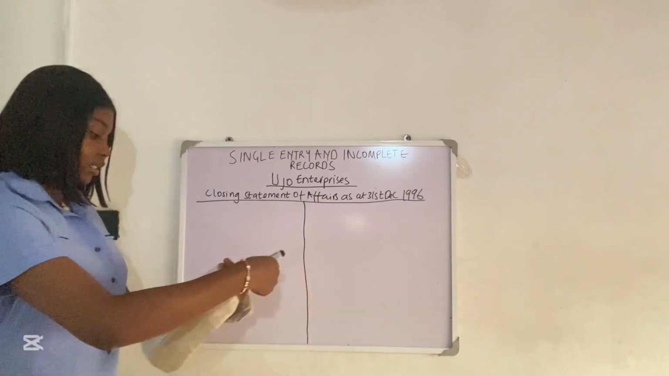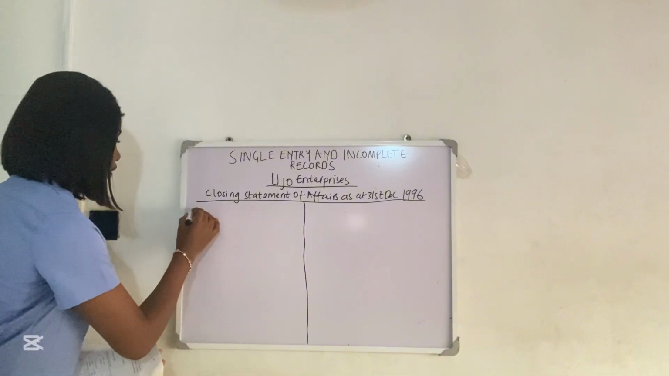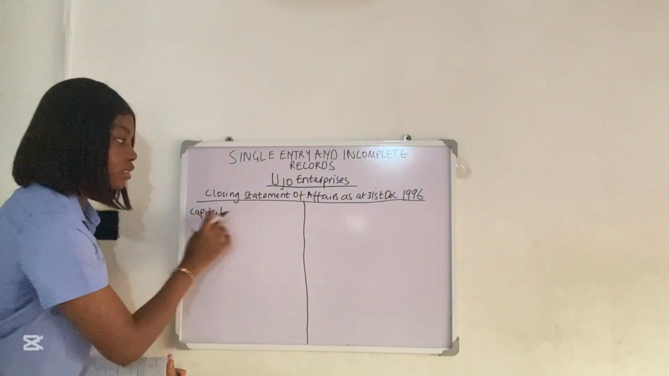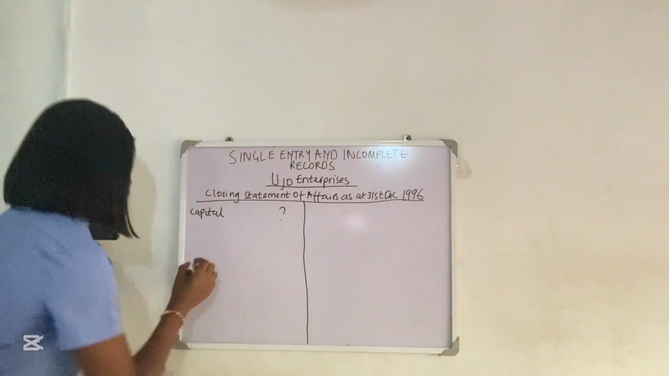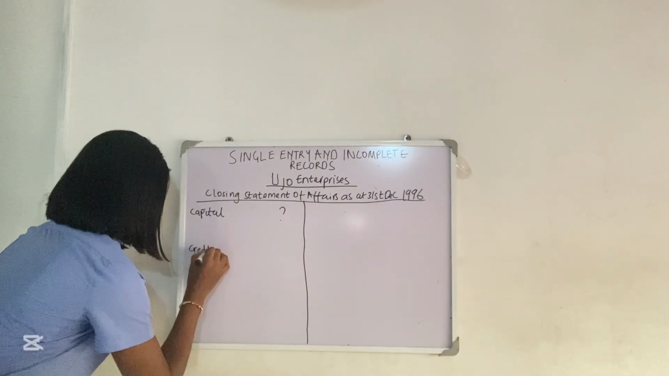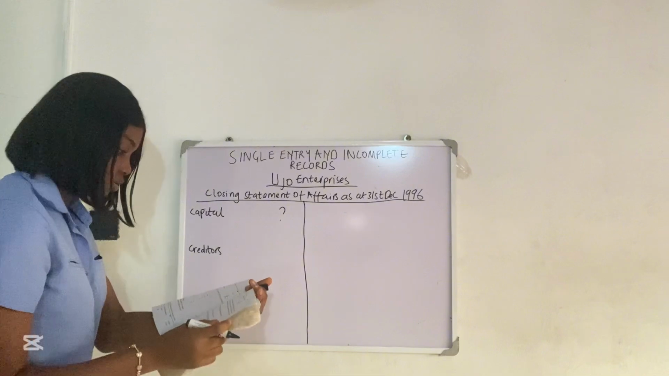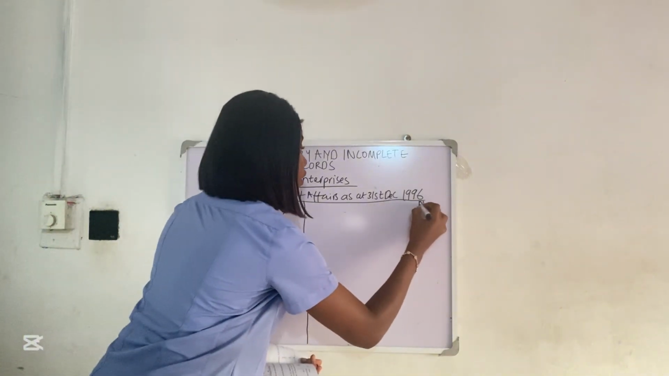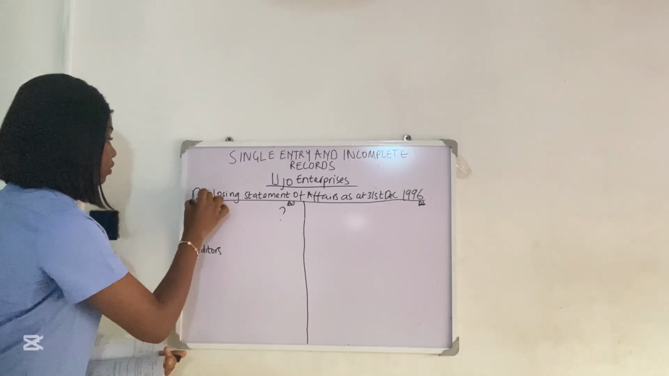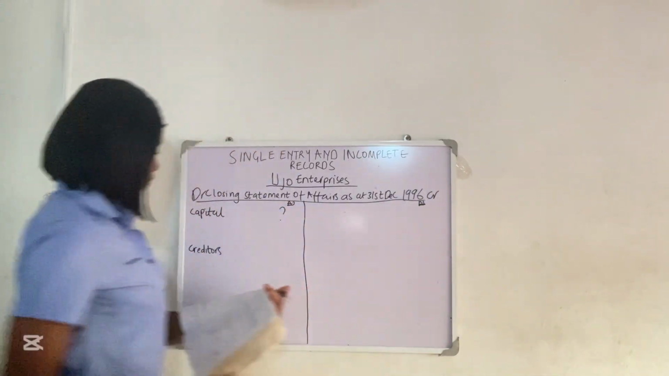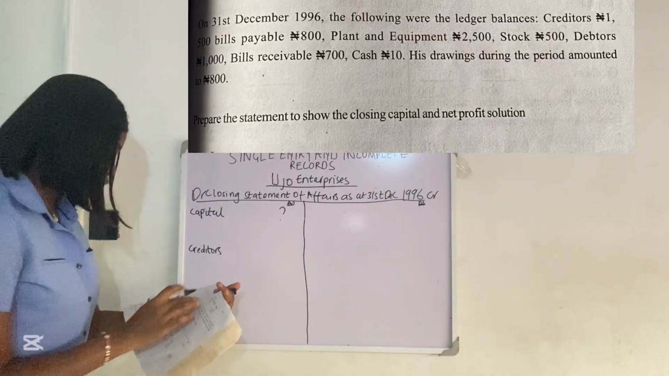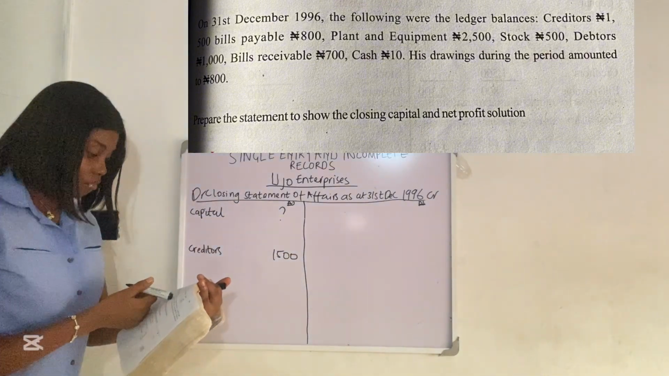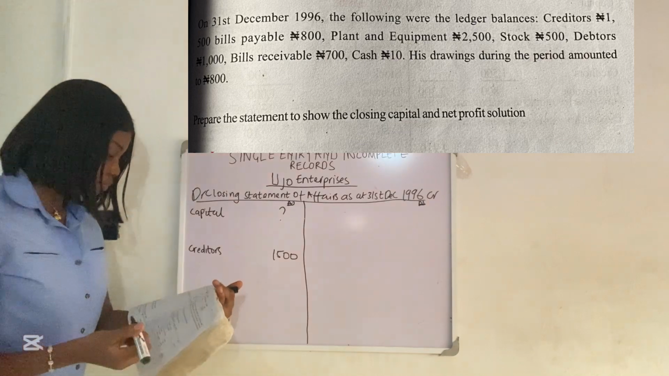So creditors, let's write it. Let's leave space for the capital. This is where the capital will be. This is what we're trying to find, you guys. So creditors is 1,500. Let's put our Naira sign. Creditors is 1,500. Bills payable 800.